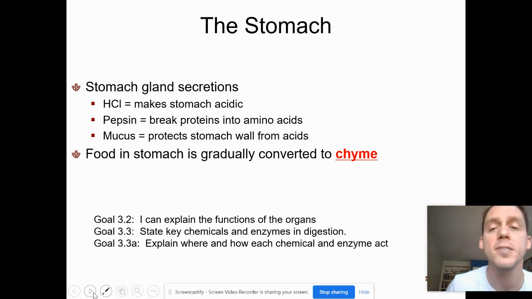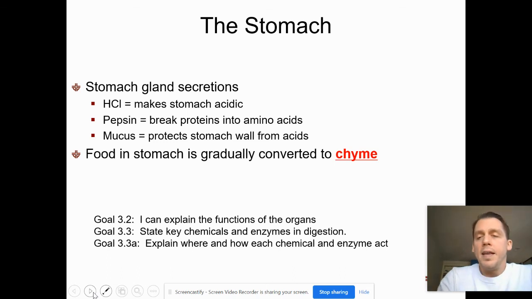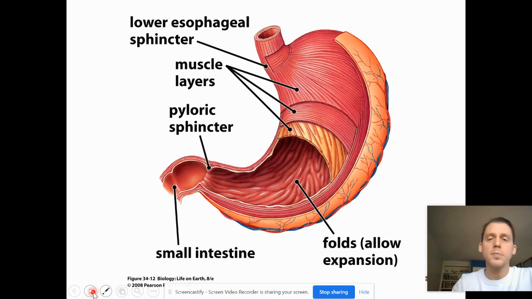Food in the stomach is converted to something called chyme. Chyme is the now very liquidy food that's very acidic because it has been churned away in the stomach. And there we have the stomach. So right now the food is sitting around here in the stomach, and little by little the stomach is going to release it so it can go into the small intestine.